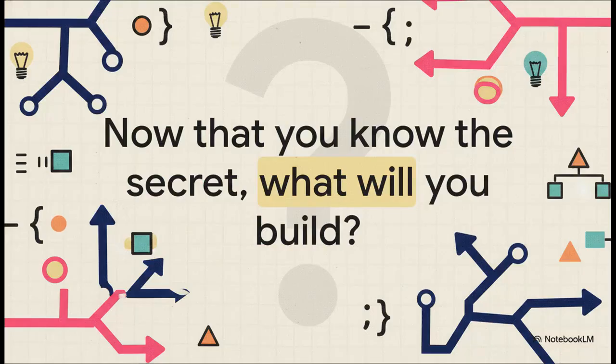So, you now get the fundamental secret of how code makes choices. It's not magic at all, it's just pure logic. It's just a series of simple questions and answers. Which means the only question left really is, what kind of decisions are you going to build?